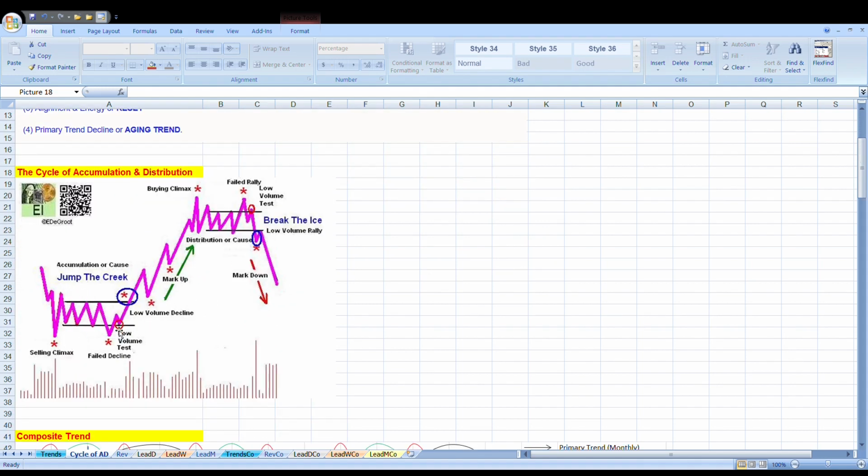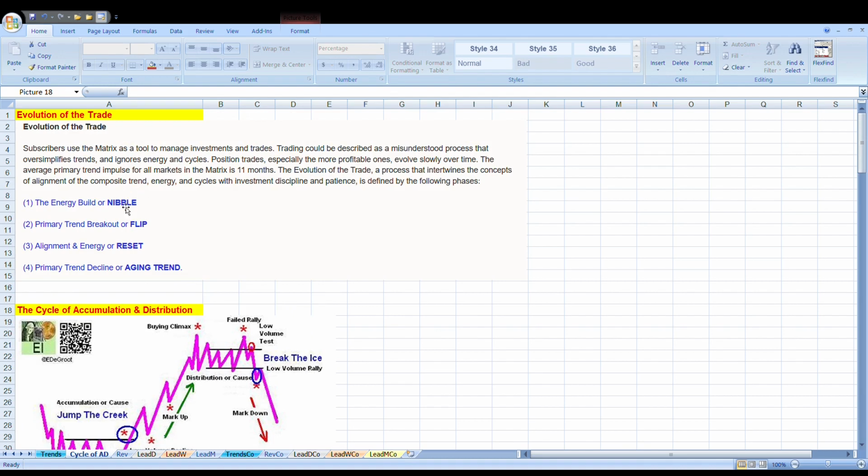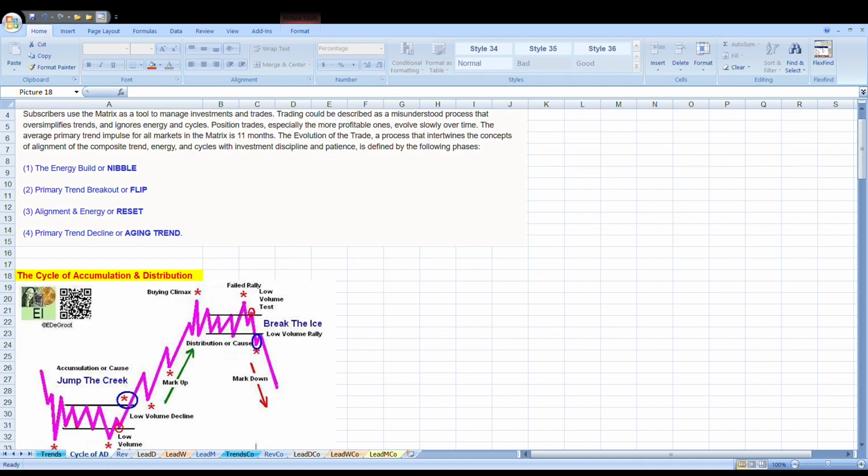Keep in mind that the things that we learn are markup, markdown, and cause building, which can be an upside transition or a downside transition. It can be accumulation. There's selling climax, there's failed declines, there's buying climax, there's failed rallies. These are all things that the computer senses in a way that creates the reversals, but we try and program our own minds to understand when cause building exists.